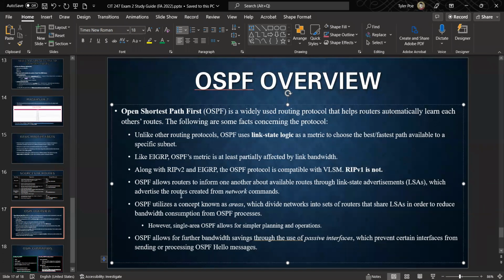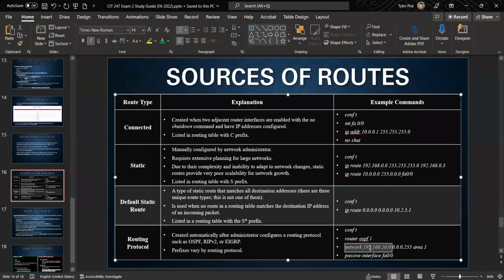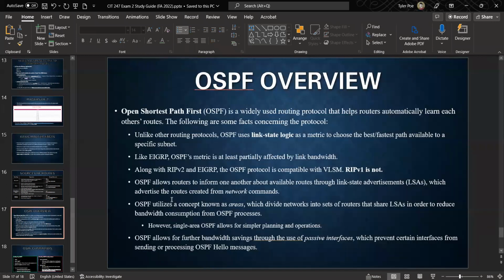OSPF allows routers to inform one another about available routes through link state advertisements, or LSAs, which advertise the routes created from the network commands. Like back here, this network command is basically creating an OSPF advertisement. OSPF utilizes a concept known as areas, which divide networks into sets of routers that share LSAs in order to reduce bandwidth consumption from OSPF processes. Single area OSPF is used in this class. You won't get into multi-area OSPF unless you take CIT 447.